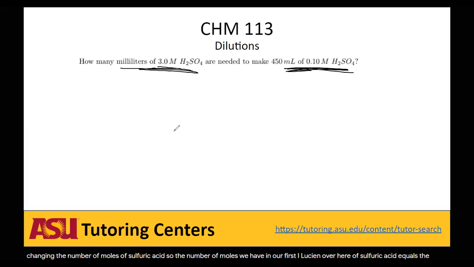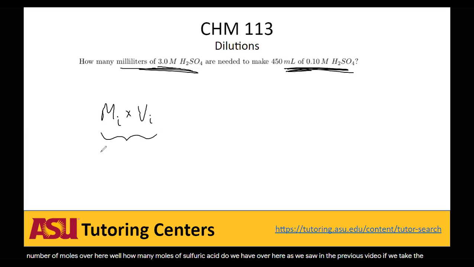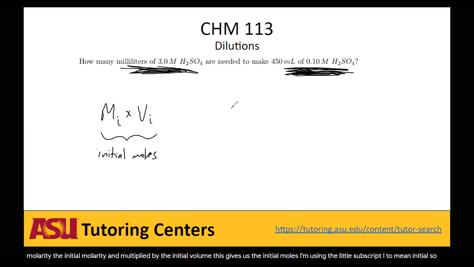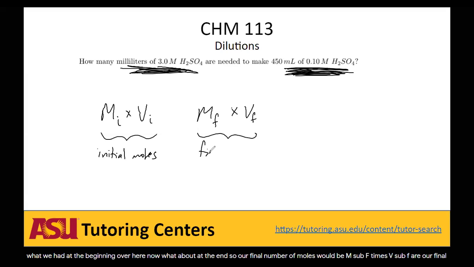As we saw in the previous video, if we take the molarity, the initial molarity, and multiply it by the initial volume, this gives us the initial moles. I'm using the little subscript i to mean initial. So what we had at the beginning over here. Now what about at the end? So our final number of moles would be M sub f times V sub f, our final molarity times our final volume. Because again, molarity times volume is moles. This is our final number of moles.